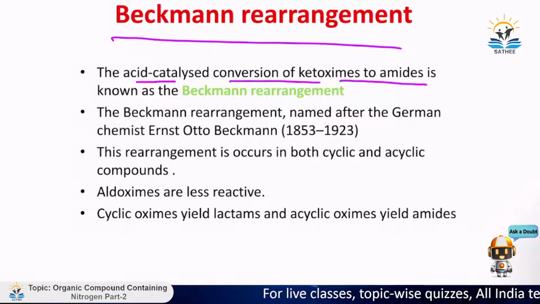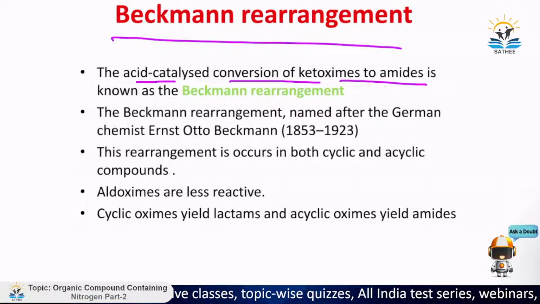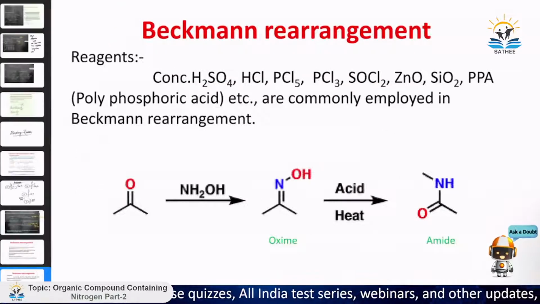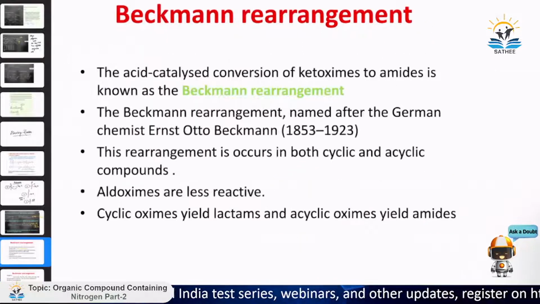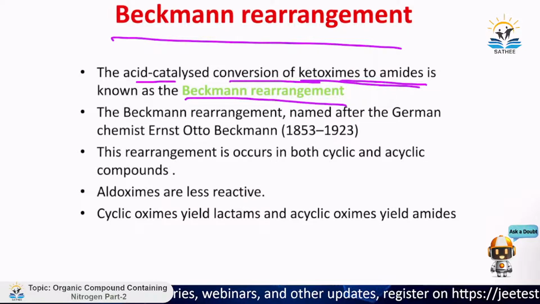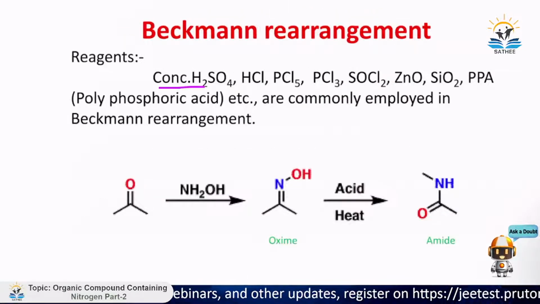So what do we do? Acid catalysis is there, acid is used, and we convert keto oximes to amides, and this is known as Beckmann's rearrangement. So we'll see how it happens.